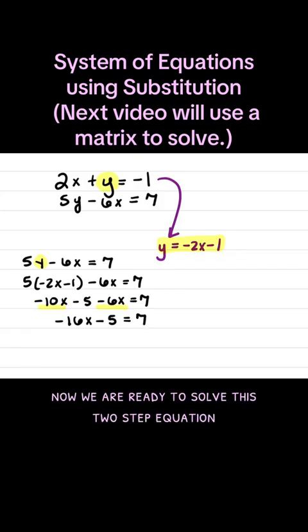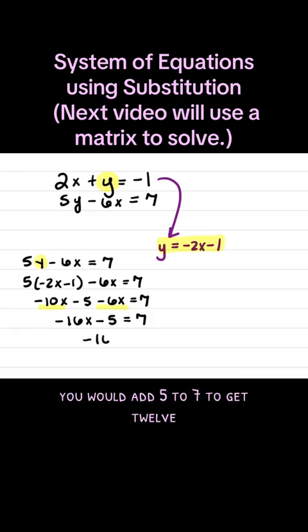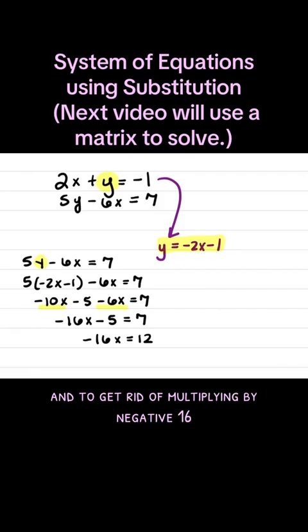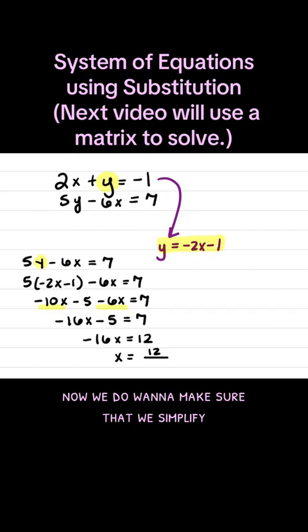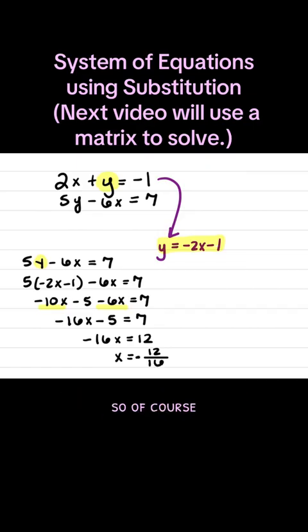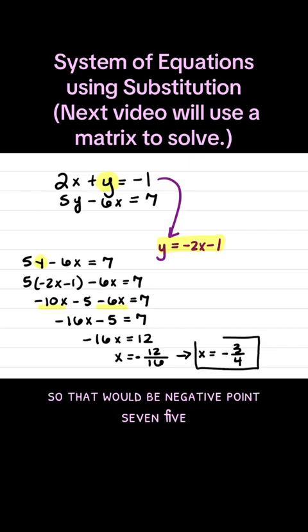Now we are ready to solve this two-step equation. So to get rid of subtracting 5, you would add 5 to 7 to get 12. And to get rid of multiplying by negative 16, you would divide by negative 16 to get x is equal to 12 over negative 16. Now we do want to make sure that we simplify. So of course you could simplify this to be x is equal to negative 3 over 4. Or for some of you guys, you like to use decimals, so that would be negative 0.75.